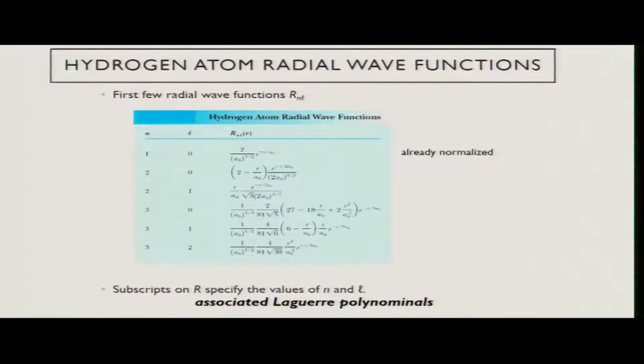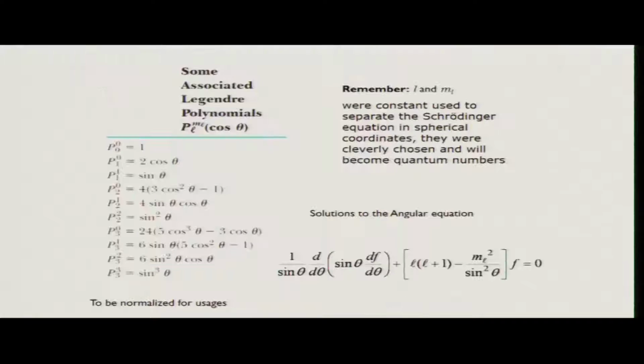So, the hydrogen atom radial wave functions of the first few, now that we have seen them, we can write some of them from the books. You can see it in any of the books around, and these subscripts specify the values of n and L, and these are the associated Laguerre polynomials. They are already normalized. Similarly, some of the associated Legendre polynomials are given here with respect to P, L, m sub L. L and m sub L are constants which were used to separate the Schrodinger equation in the spherical coordinates. They were cleverly chosen and will become quantum numbers eventually. That is what the whole story is about, and for general cases these are to be normalized for usage.